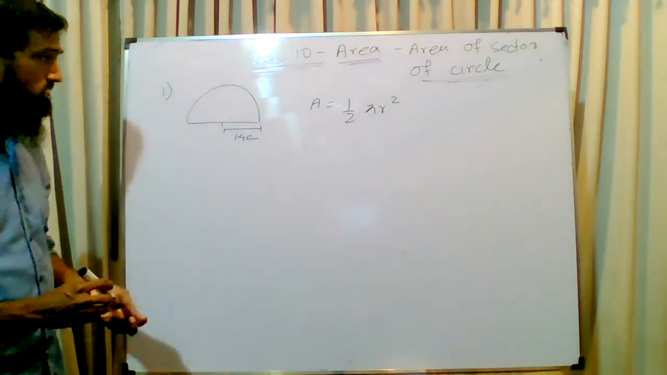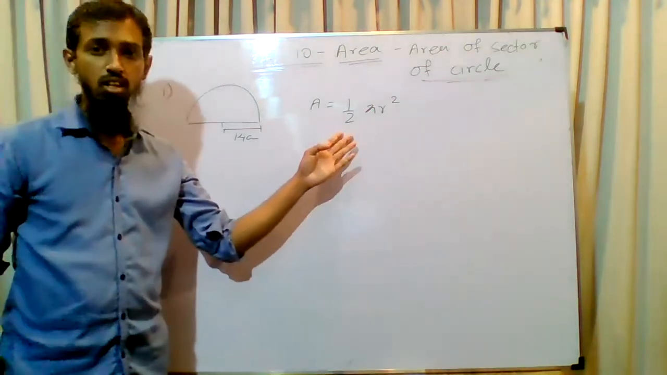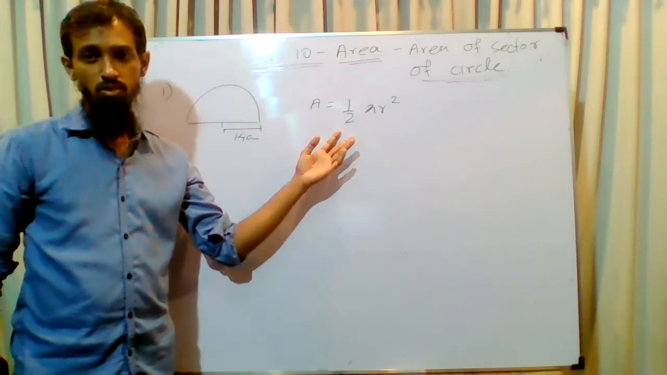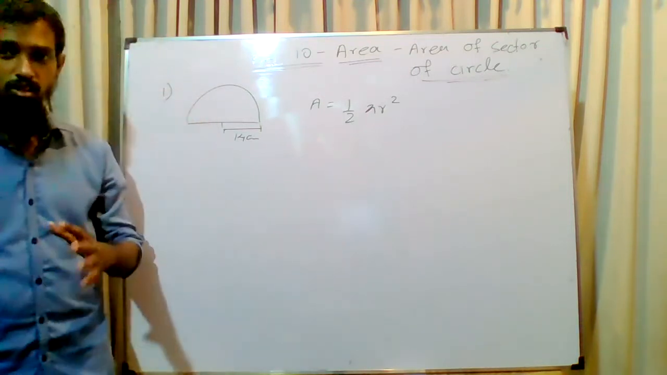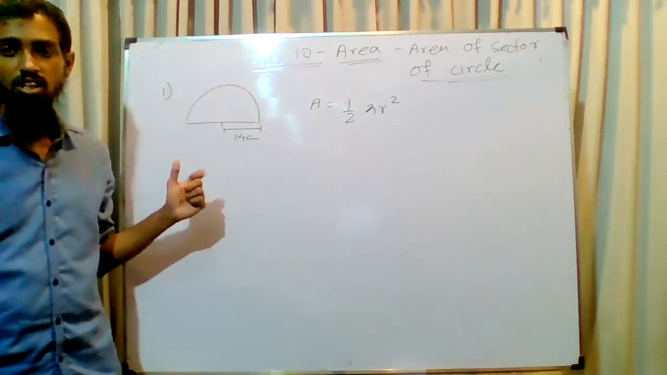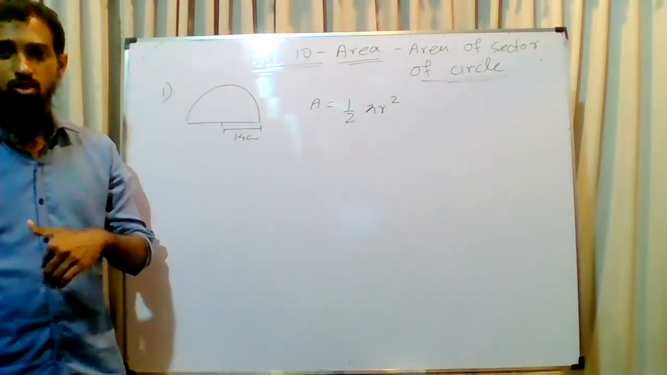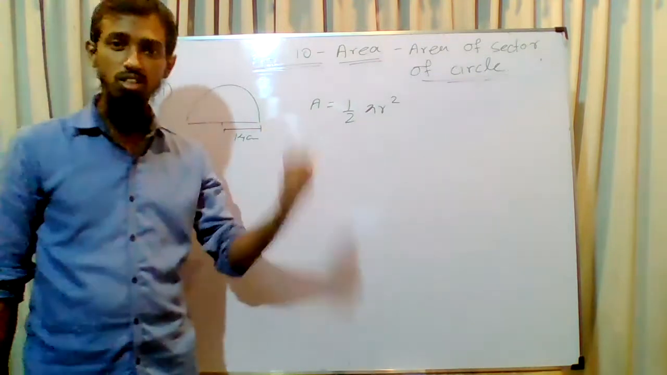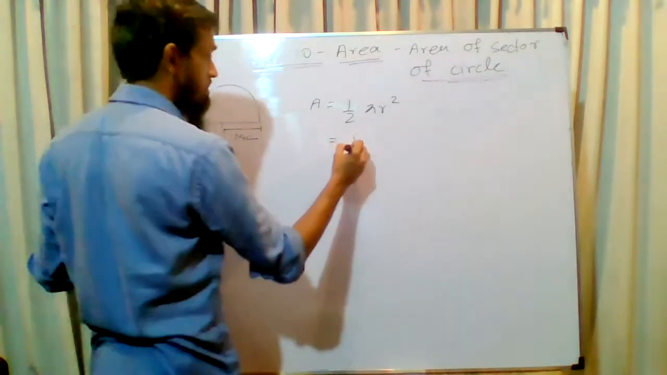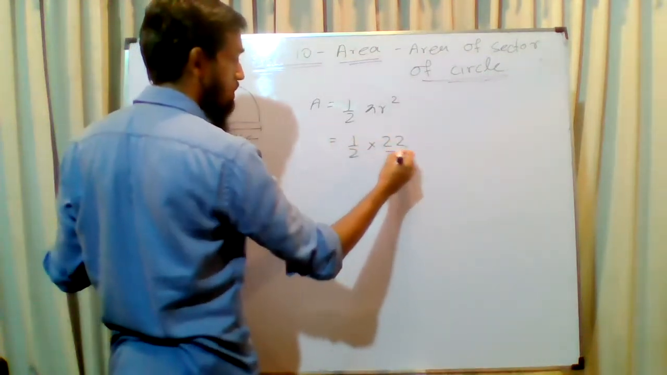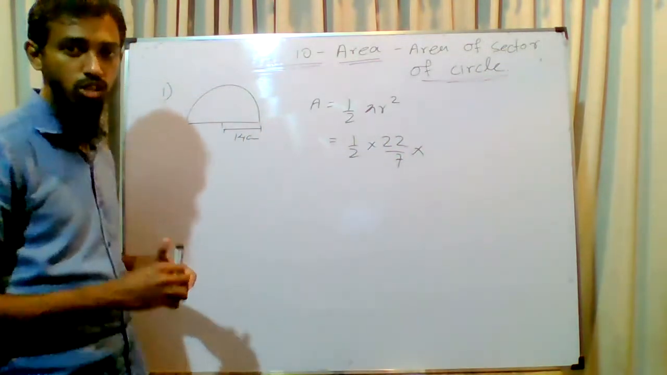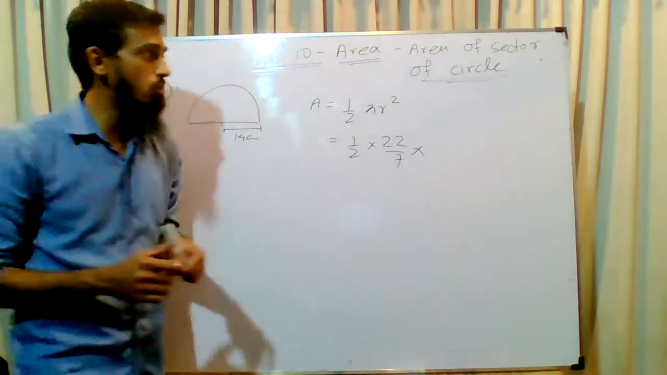When you know the portion directly, you can apply the portion directly to the equation. Out of the basic three, semicircle, quarter circle, and three-quarter circle, we are not going to use theta over 360. Okay, so we are going to substitute the values. So half into 22 over 7 into r squared.